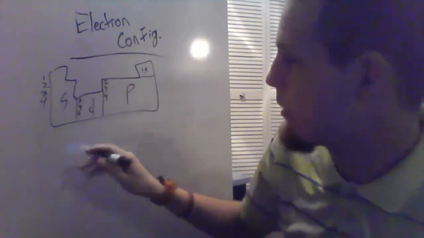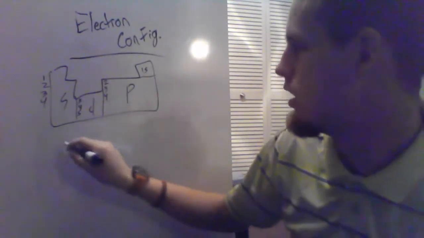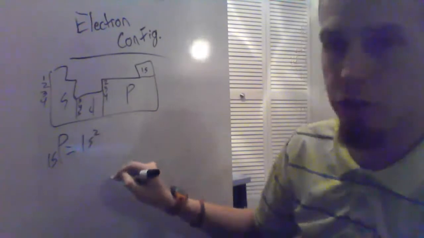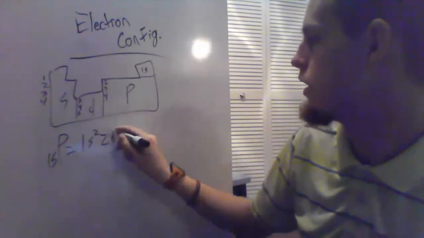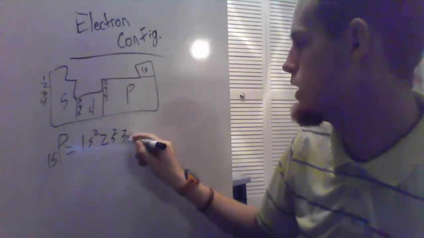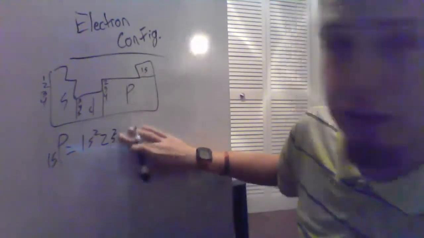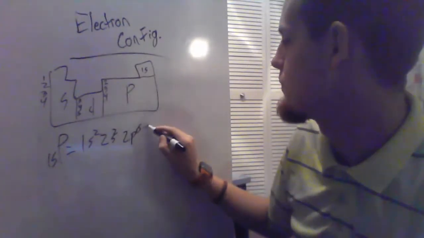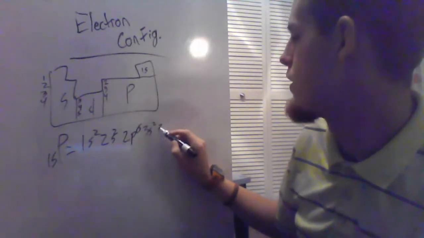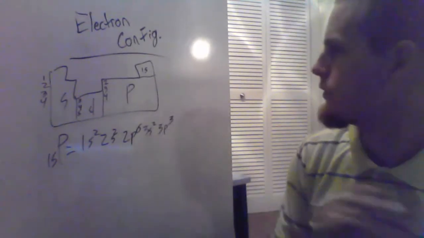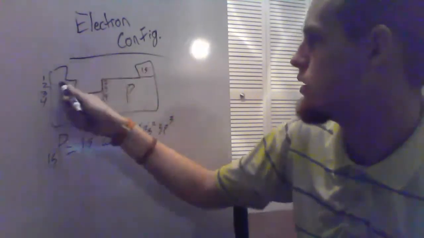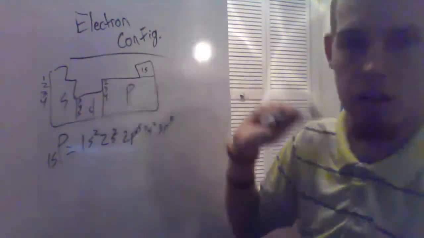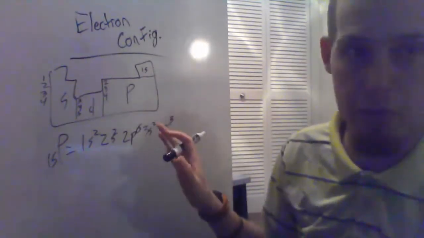So if we're doing a barcode for something like phosphorus, phosphorus is element 15. The coding is going to start out with 1s2, 2s2, 2p6, 3s2, and then 3p3. Because phosphorus is right in the middle of that p block.